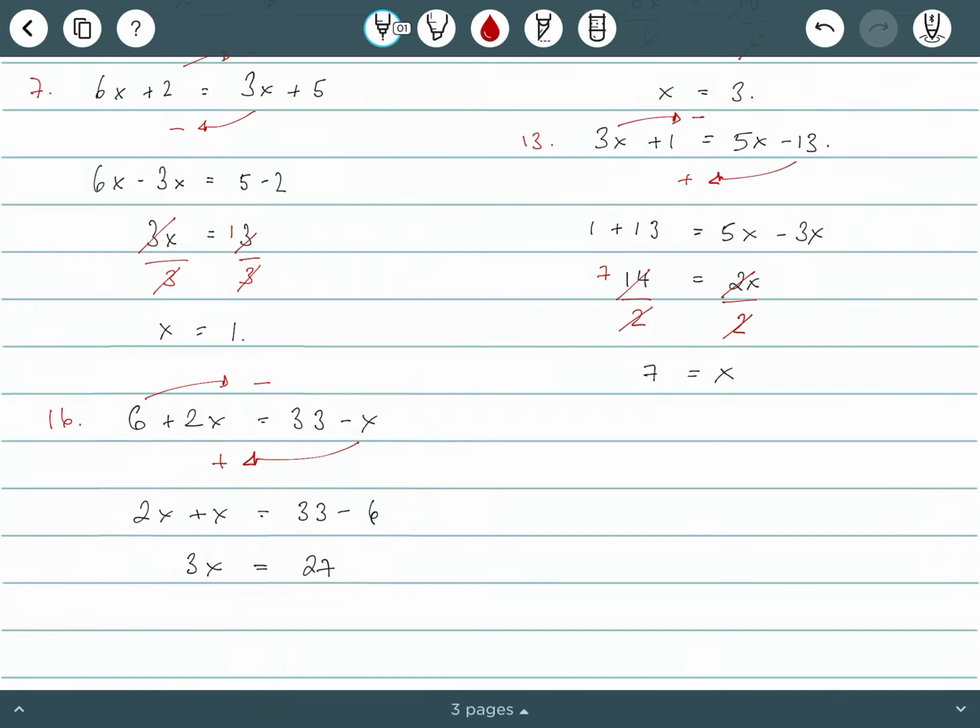Again, let's get rid of that 3. Divide both sides by 3. 3 goes into 3 once, and 3 goes into 27 9 times. Okay, so we get x is equal to 9.